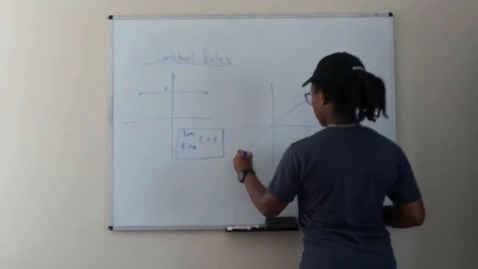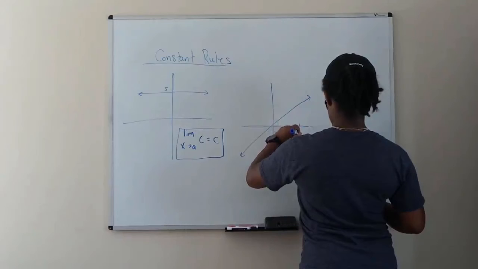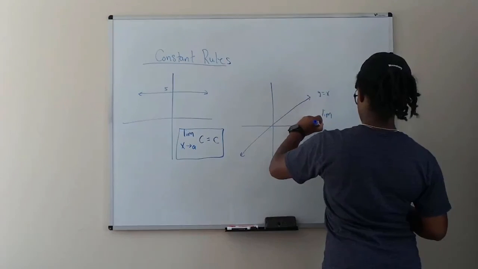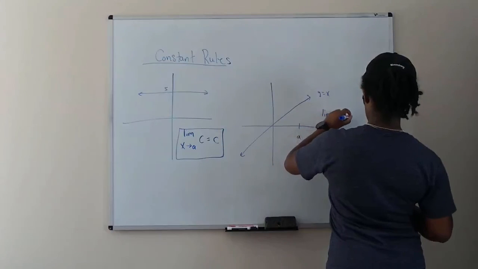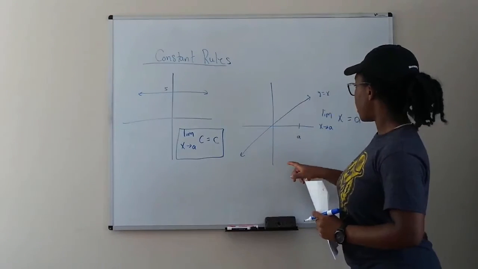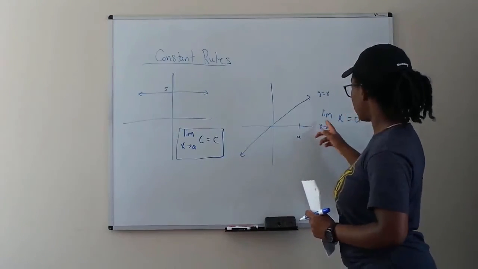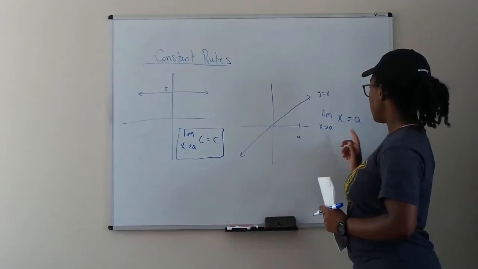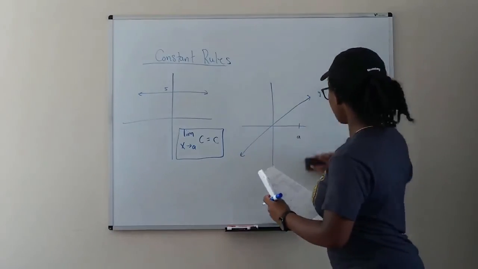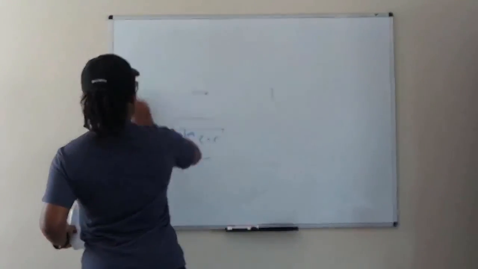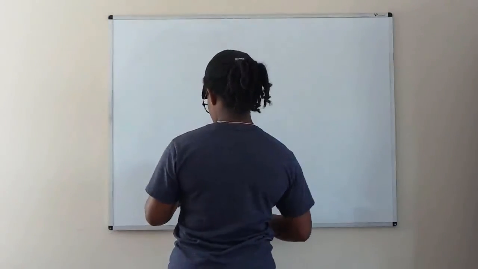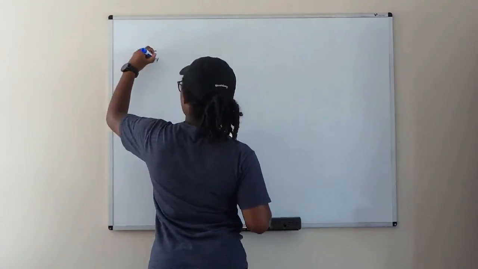And then you have the line y equals x, and you have some value a right here. The limit as x approaches a of x is just always going to be a, because it's another constant rule like that. Okay, so now we're actually going to get into some examples just to make sense of this. Okay, so example 1.